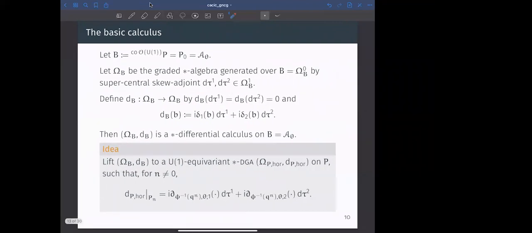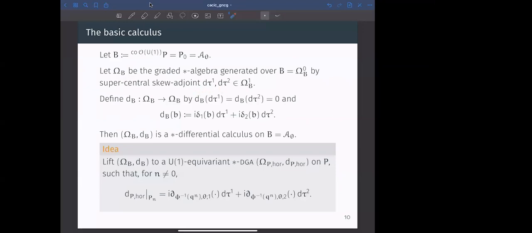So let's start at the very bottom of the situation, with the base. We're lucky enough to be dealing with a very, very straightforward algebra with a well-known canonical differential calculus. So let B be the base, which is ultimately just this non-commutative two torus with theta real quadratic, and recall that its canonical two-dimensional calculus can be defined in the following way: your graded algebra of differential forms is generated over B by two supercentral skew-adjoint one-forms dt1 and dt2.